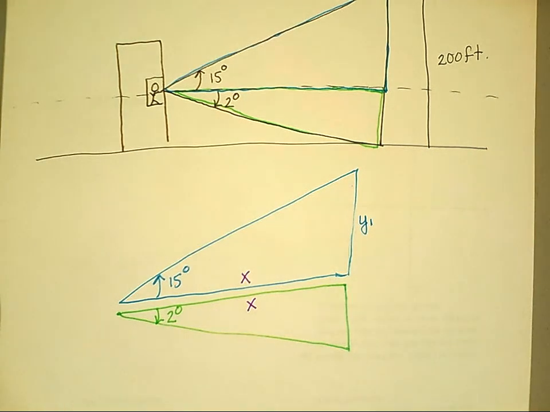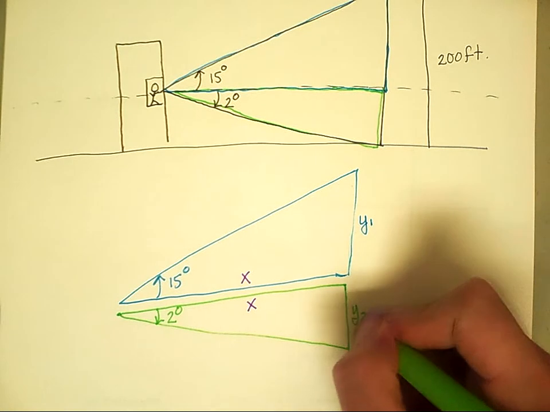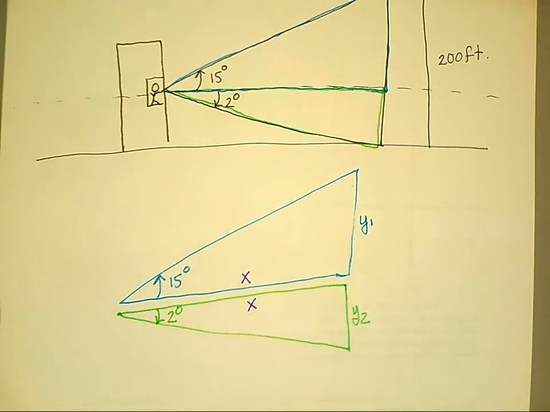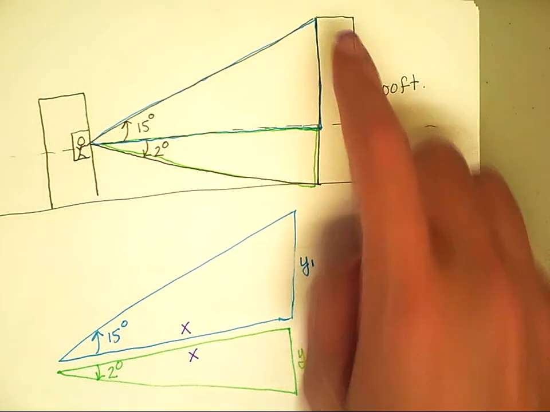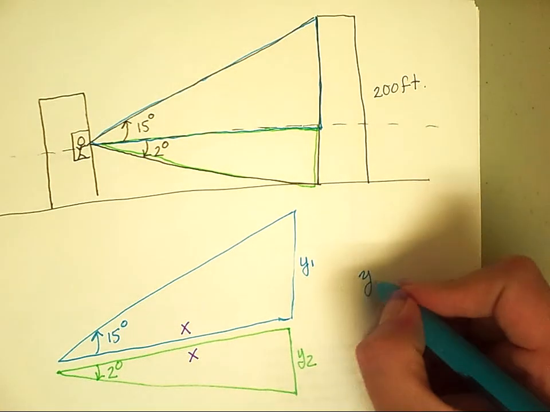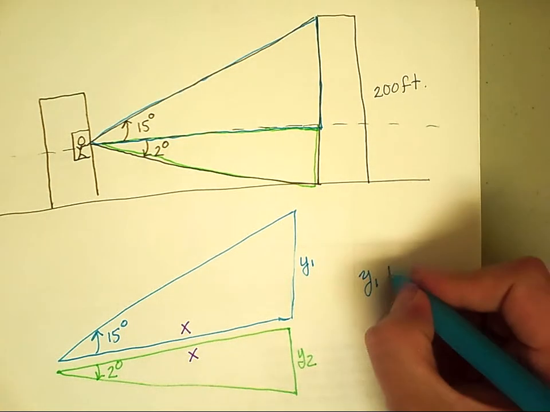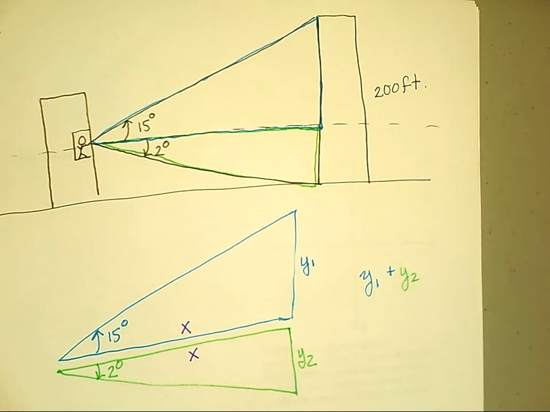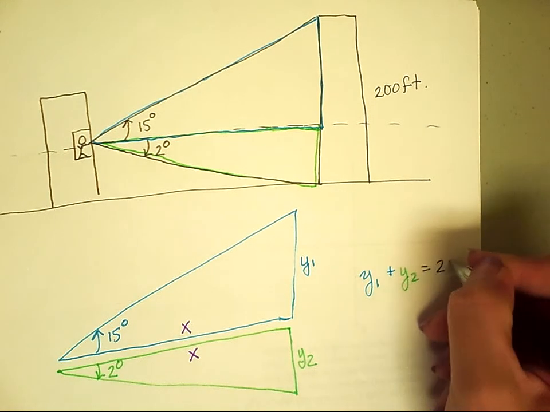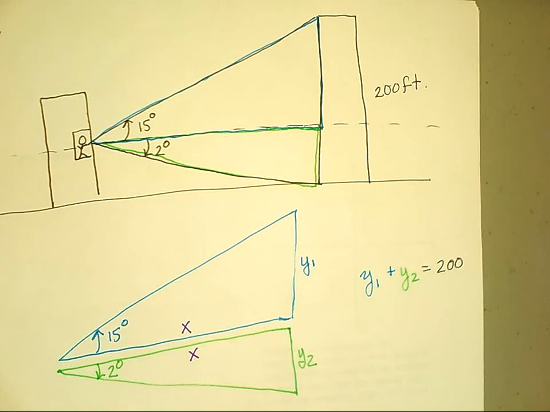Now, I don't know how big this y1 is, this side is, and this y2 is, but I do know something about y1 and y2. They're representing the height of the monument. So I do know that y1 plus y2 must be equal to 200 feet. I do know that.